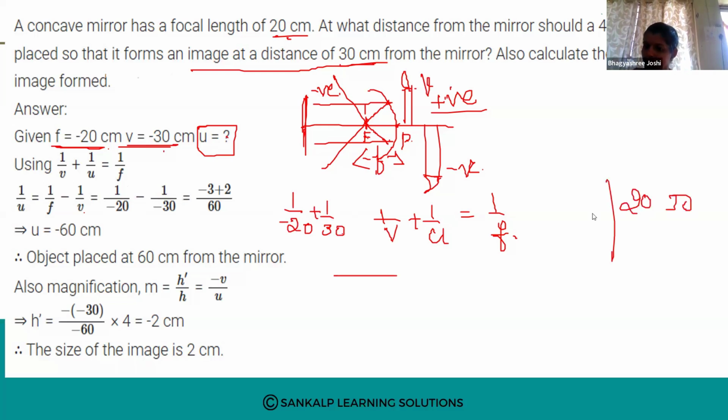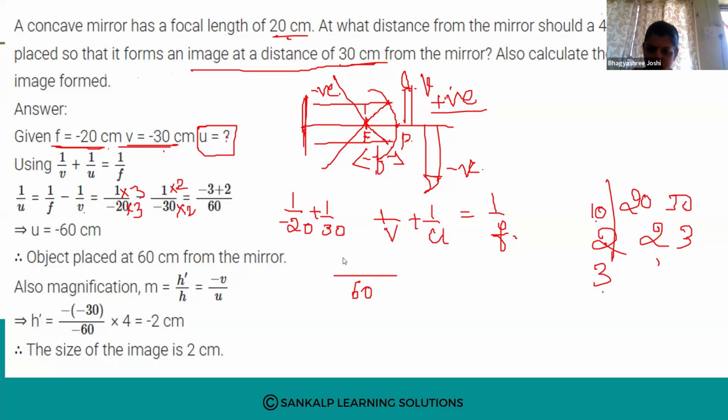So LCM is... 10 2s are 20, 10 3s are 30? So this is 2 and this is 3. So 10 2s are 20, 20 3s are 60. So 60 is the LCM, right? So 60 means 2 3s are 6, 3 2s are 6.